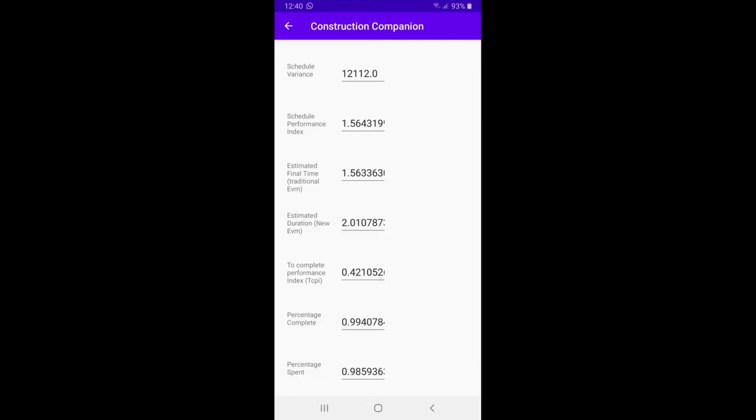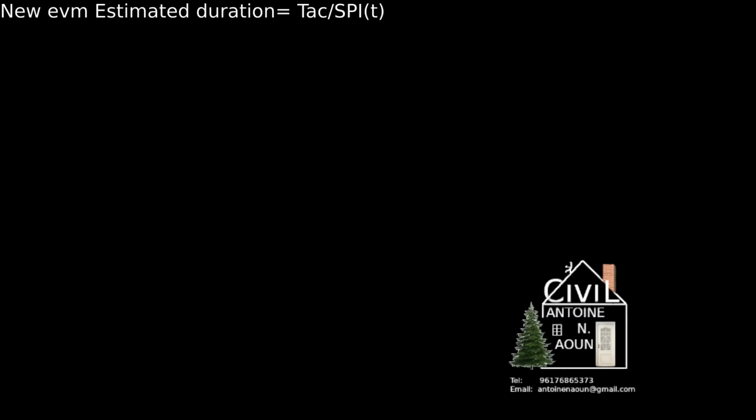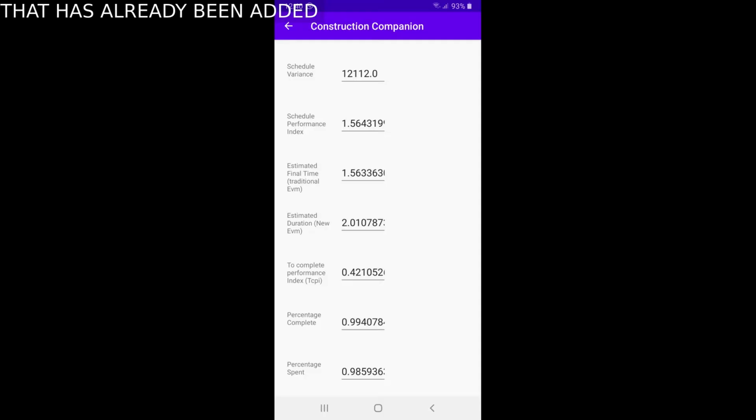And what is the new term under it? ED, or estimated duration. Well, as you can see from the formula, it's a bit similar, but right now the SPI is in terms of time and not in terms of cost. Pay attention, because before it was only in terms of cost. So now in order to get it, we would need to assign new terms in Construction Companion.